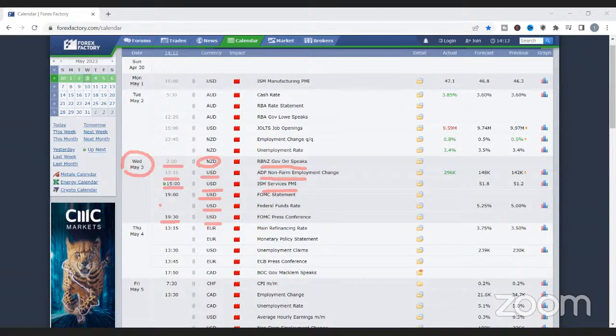As volatility will be high, there tend to be whipsaws in the market, spread increments, slippage, and a whole lot of other things that happen.